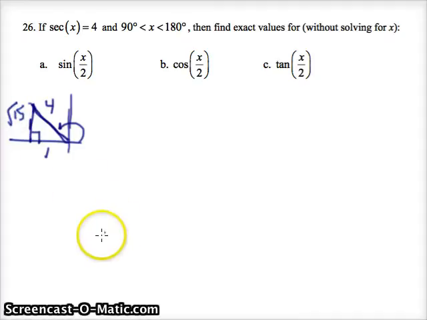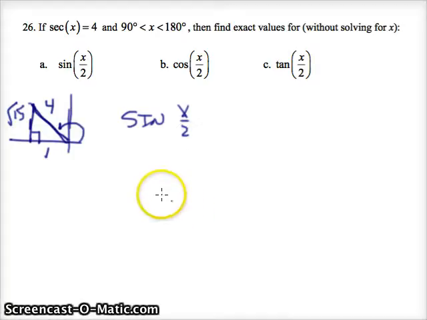Okay, it wants us to find the exact value without solving for x. So the first one is sine of x over 2. It's half the angle. Well, we know half that is going to be in quadrant 1, so we just know it's going to be positive.